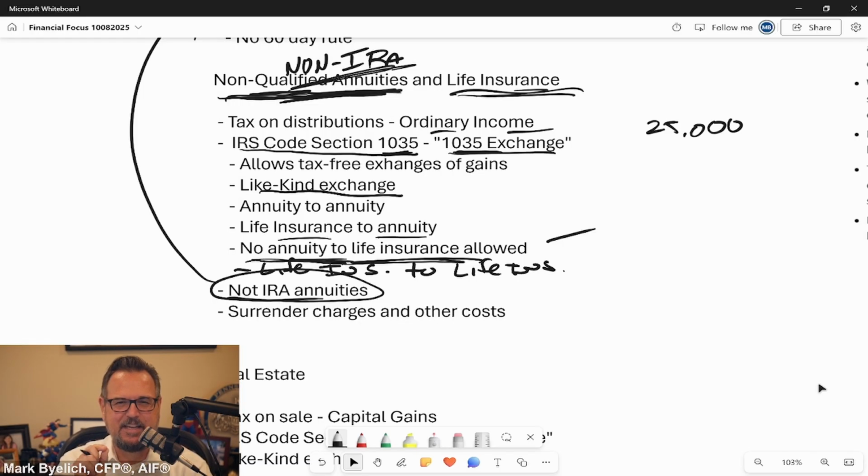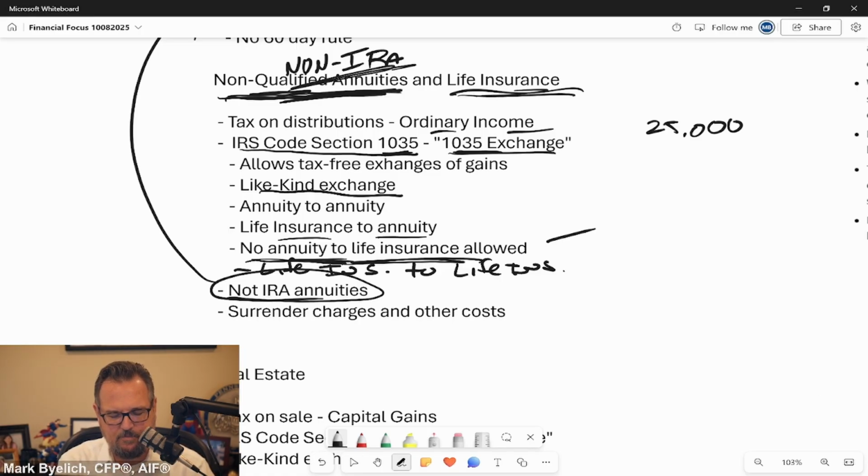If you take an annuity with, say, $100,000 in gains and transfer it to a life insurance contract, and then that life insurance contract has the ability to pay that out or distribute it tax-free, and there's no tax in between, then it doesn't work, right? It's different with Roth conversions because you pay tax during the transfer. But no, annuities to life insurance is not allowed.